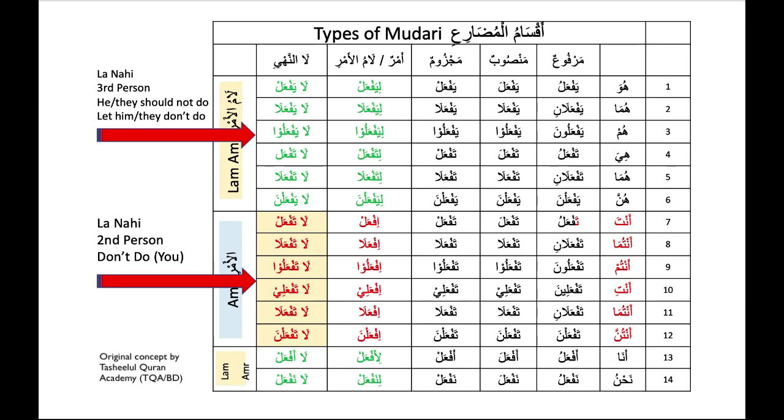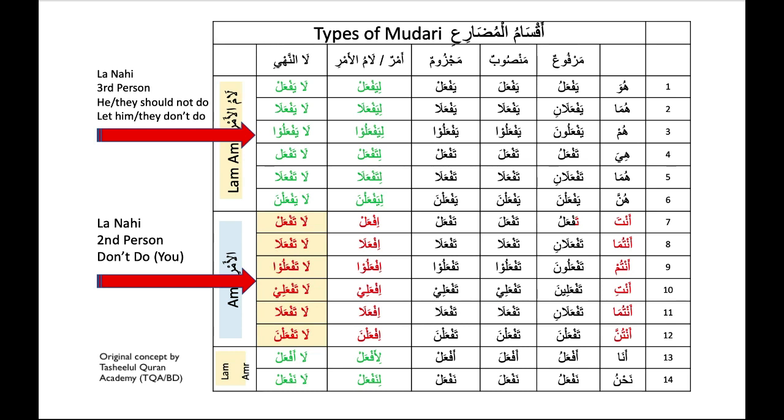Let's look at the last column. This is about prohibitions. Amr, lamu amr was imperative, order, request. But this is now prohibition, stopping. It means don't do it. Let's look at la nahi. Again, it will apply to someone who is present here, the second person.